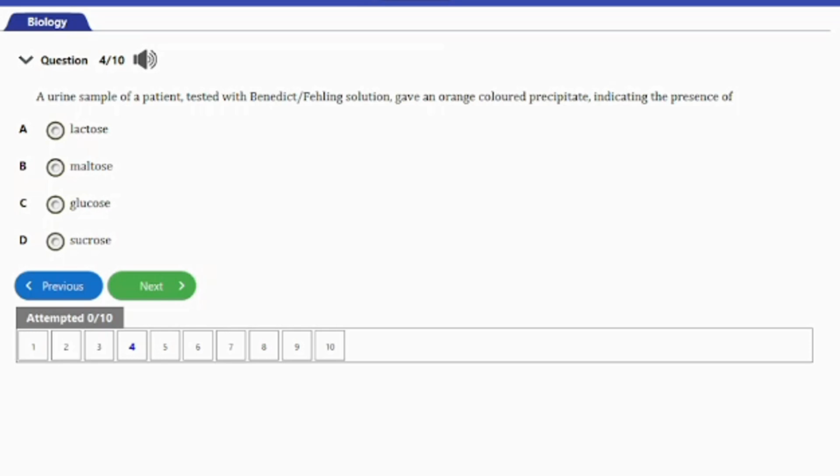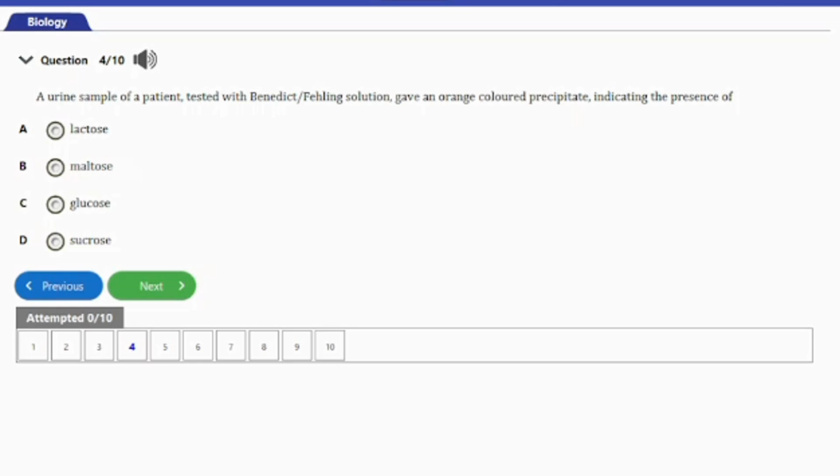And that's question number 4 here. It says, a urine sample of a patient tested with Benedict's or Fehling's solution gave an orange colored precipitate indicating the presence of A, lactose, B, maltose, C, glucose, D, sucrose. So guys, the answer to this question here is option C, and that's glucose.